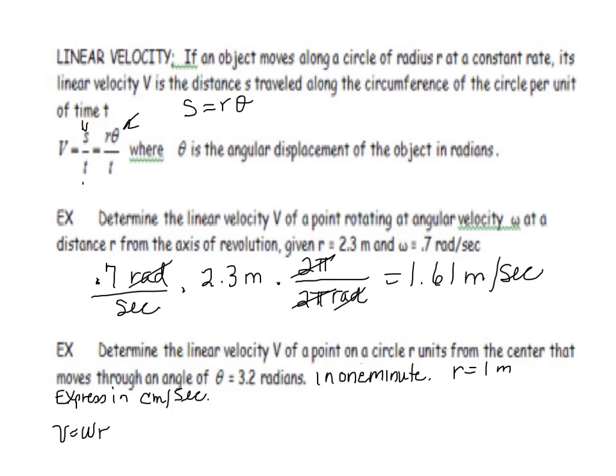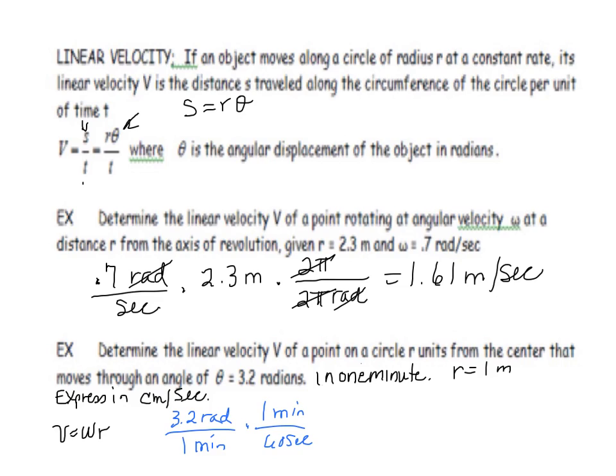Okay, in this next example, it didn't have all the information it needed, so I added a little bit to it. We're going to determine the linear velocity of a point that is one unit from the center. The radius is 1 meter. That moves through an angle of 3.2 radians in 1 minute. And we're going to express this in centimeters per second. Okay, so I've got radians per minute. So I'm going to start off with 3.2 radians per 1 minute. And I need to convert to seconds. So I know that 1 minute is 60 seconds.